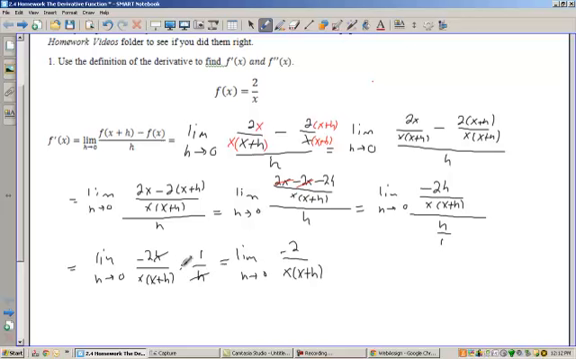When these h's cancel, we lose this indeterminate form. If you plugged in 0 before, you would get 0 on top and 0 on the bottom. But now that they canceled, we can plug in 0, so minus 2 over, notice h is 0, x is left alone, so x plus 0, which is equal to negative 2 divided by x times x, which is x squared. And so the derivative of f is negative 2 over x squared.